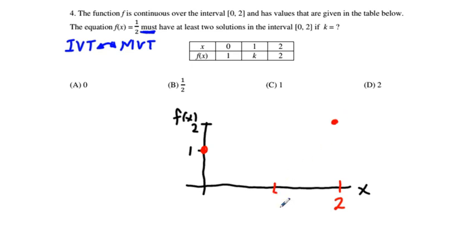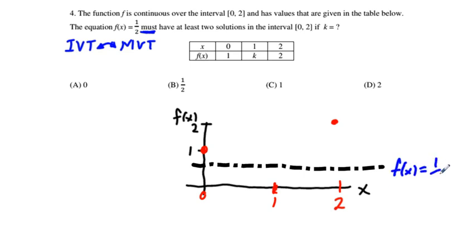Okay, so we don't know what the output value for k is going to be, but we're looking at the equation f of x equals 1/2. Well, that's going to be a horizontal line right here. I'm going to label that as f of x equals 1/2.